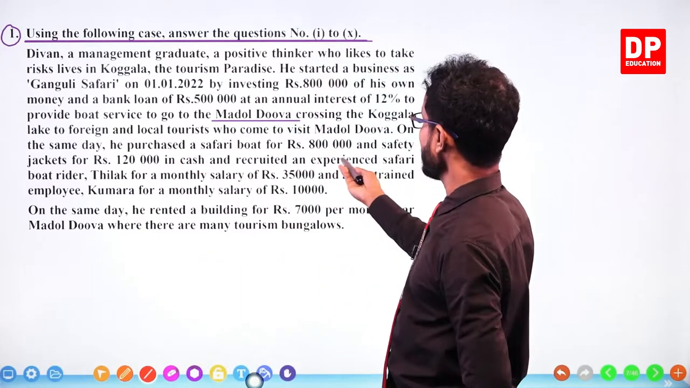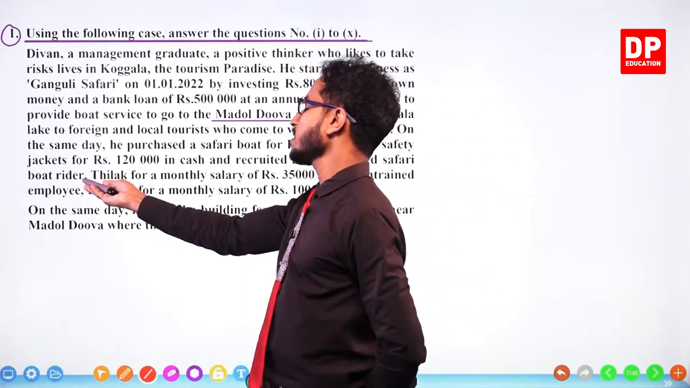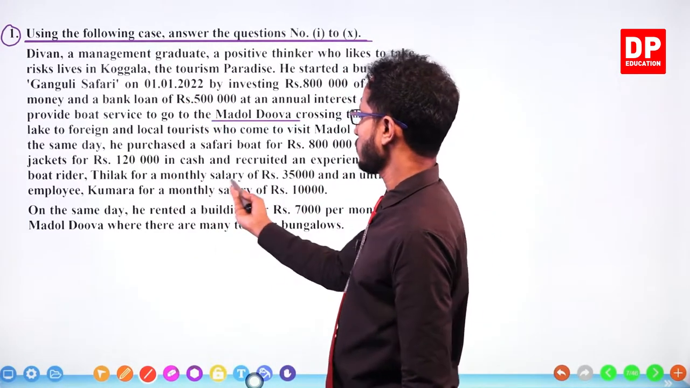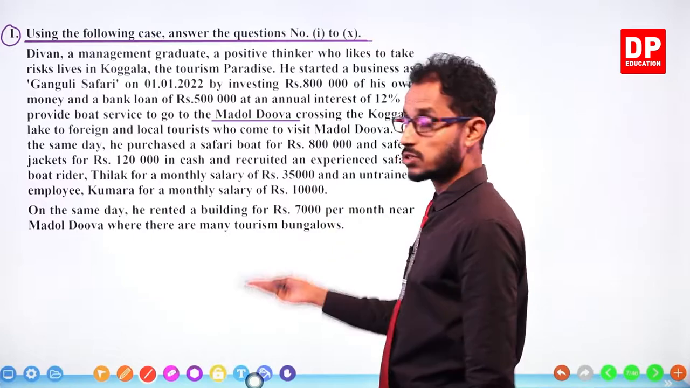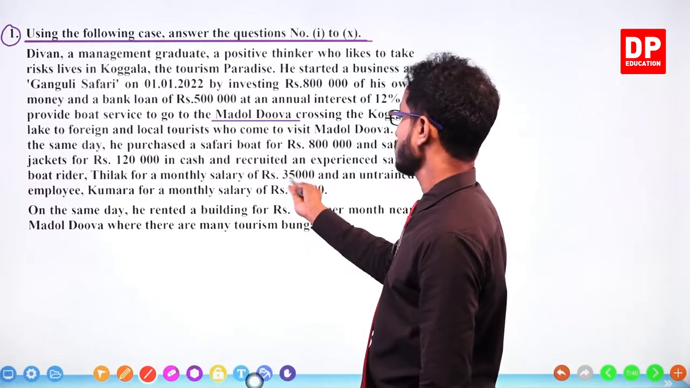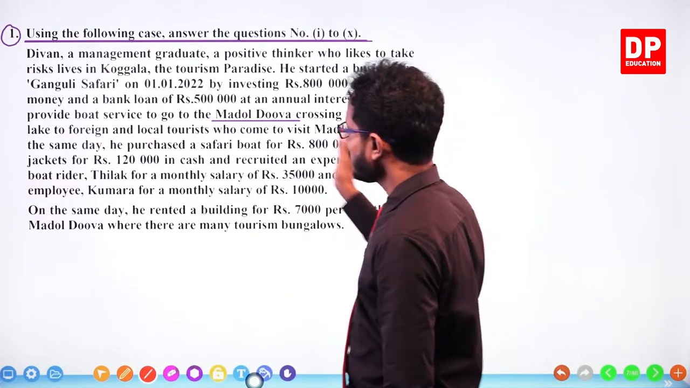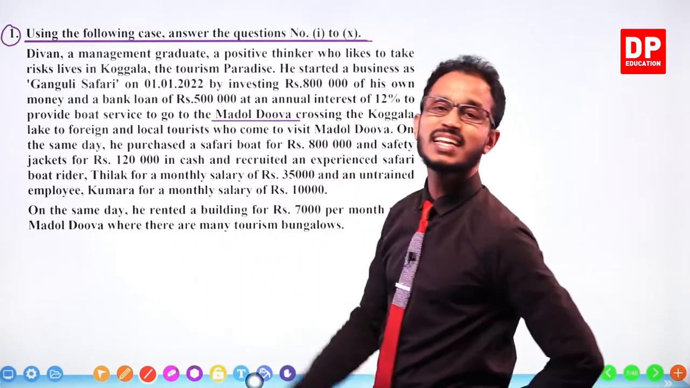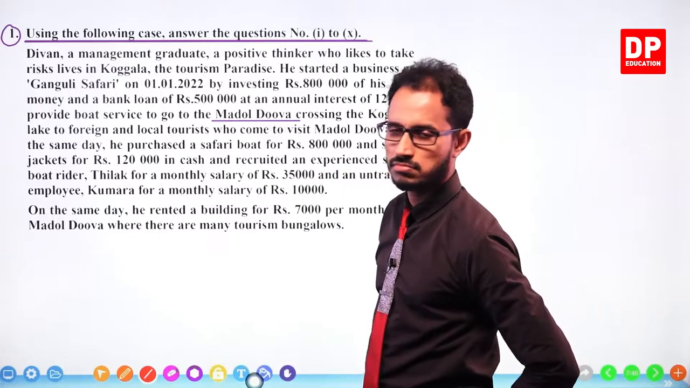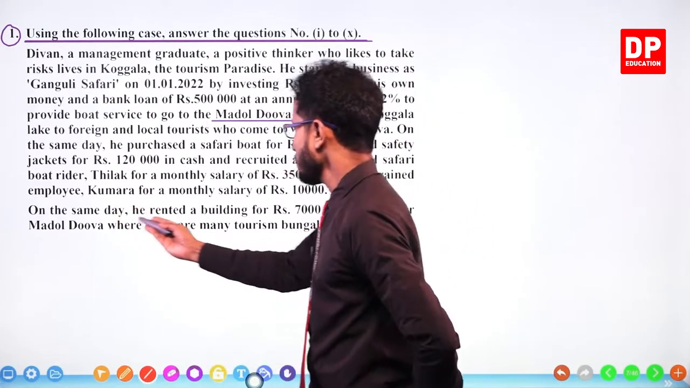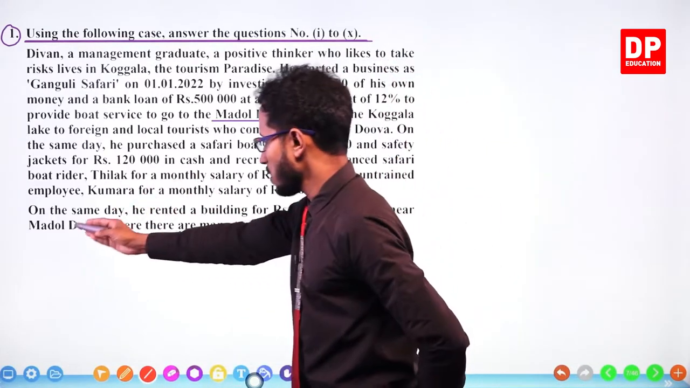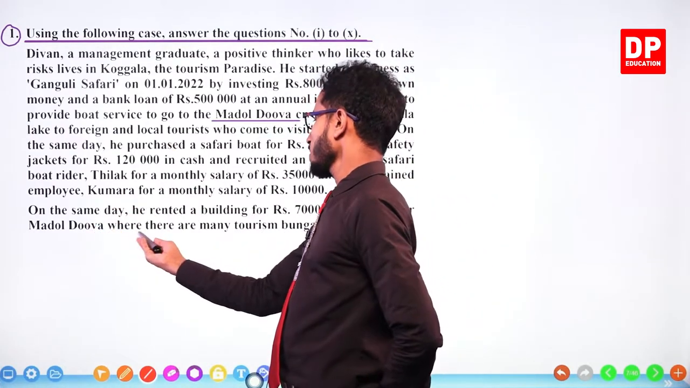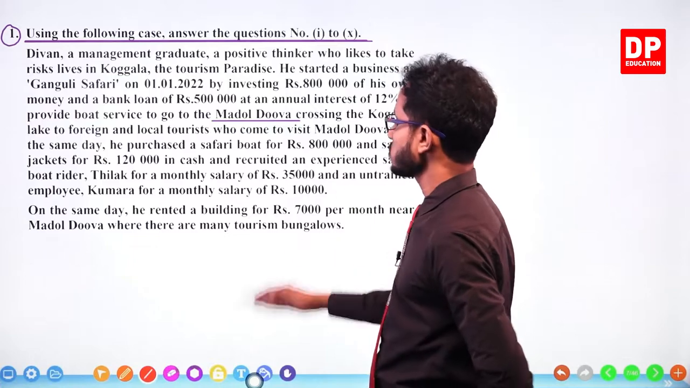Recruited an experienced safari boat rider, Tilak. And he's getting a monthly salary of 35,000. That's a good salary. Untrained employee was there. His name is Kumara. He's getting monthly 10,000. Small salary. On the same day, he rented a building, 7,000, near Madolduwa, where there are many tourism bungalows.